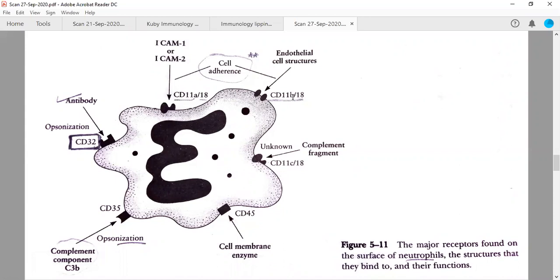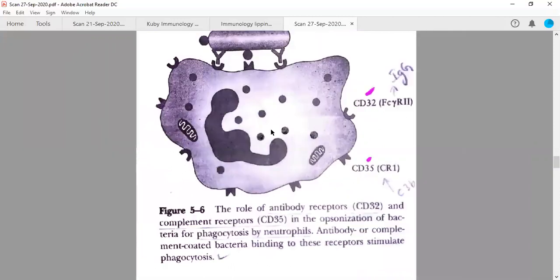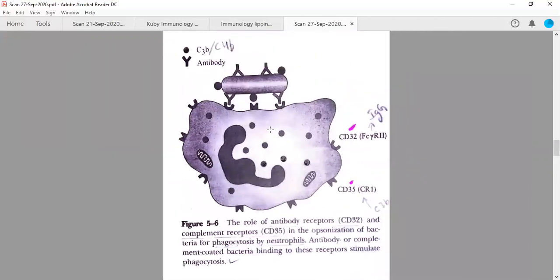Each receptor has some specific function. So what is the function of CD32? This is also known as the antibody receptor. So antibody will come and will bind to this receptor. How? Let's see in this diagram. This Y-shaped molecule is an antibody, right? So antibodies are coating this pathogen. Suppose this is a bacterial cell.